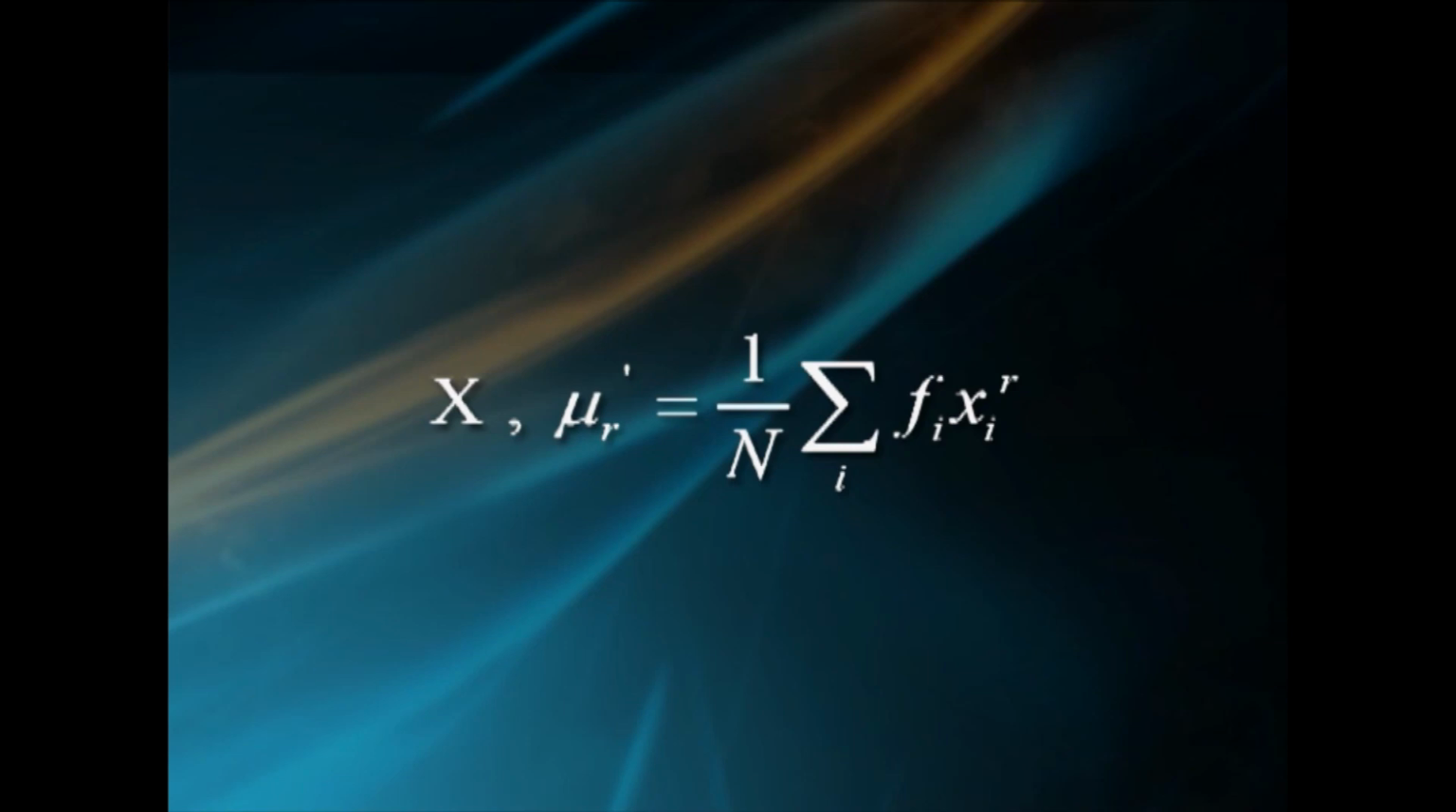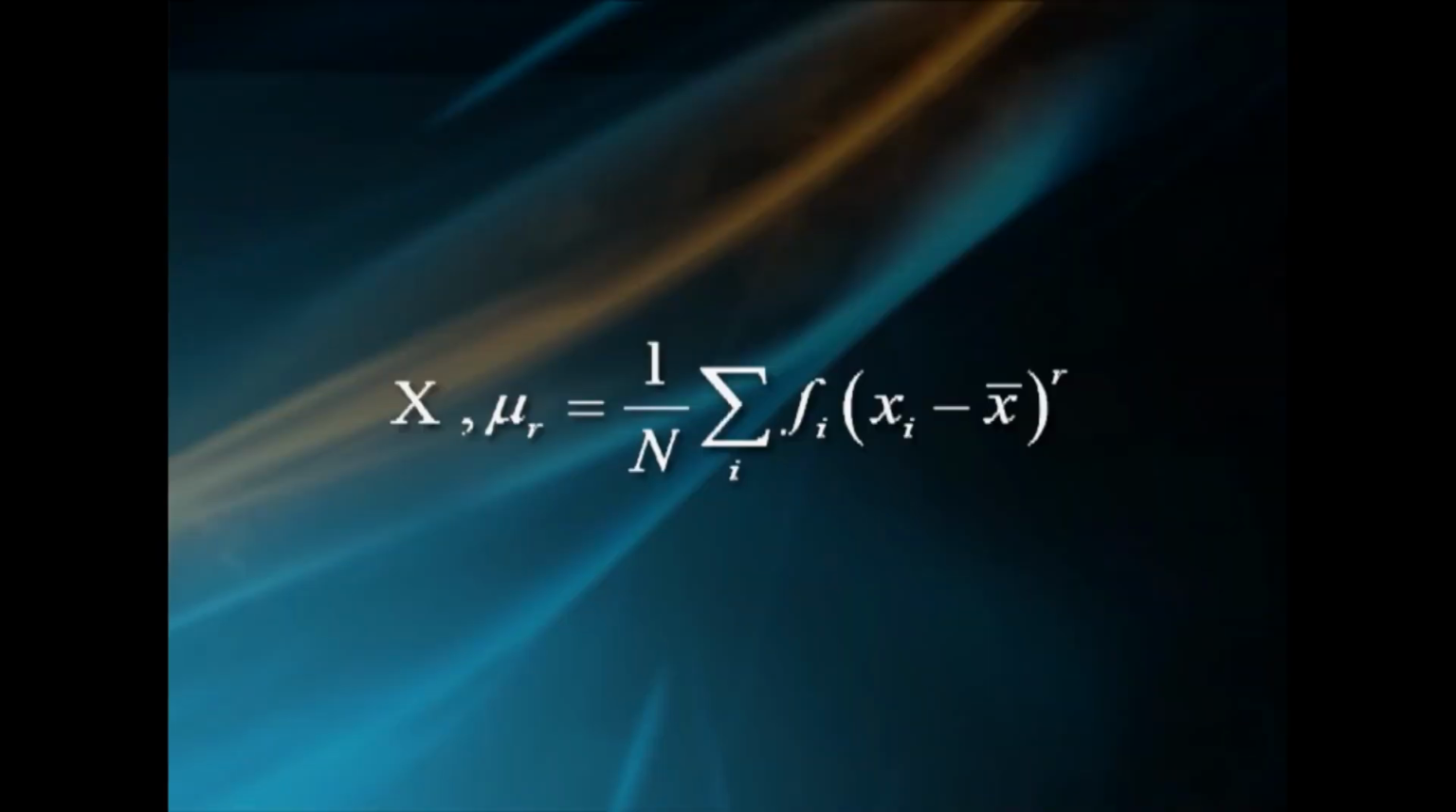The rth raw moment of x, mu r dash, is equal to 1 by capital N sigma over i Fi into xi raised to r, and the rth central moment of x, mu r, is equal to 1 by capital N summation over i Fi into (xi minus x bar) all raised to r. We have x bar equal to 1 by capital N sigma Fi xi, that is equal to mu 1 dash, a measure of central tendency, and the second central moment mu 2 equal to 1 by capital N summation over i Fi into (xi minus x bar) all square, which is the variance, a measure of dispersion.